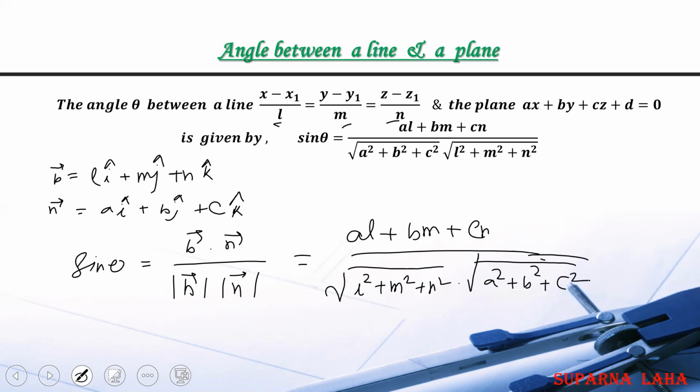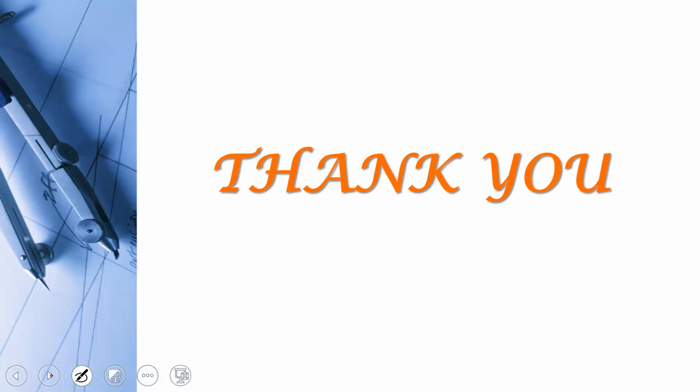Okay, so from the vector form, you can easily transfer into the Cartesian form, and you can write down the angle between this line and a plane. So just go through the equation of the plane and the angle formulas, and in the next class we will solve the remaining problems from this chapter.